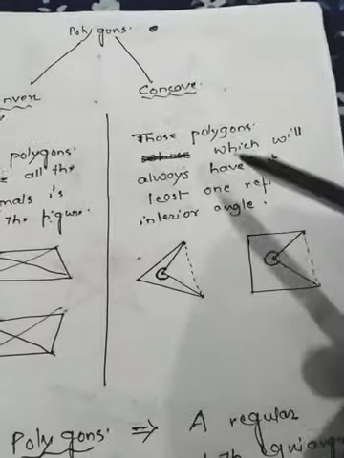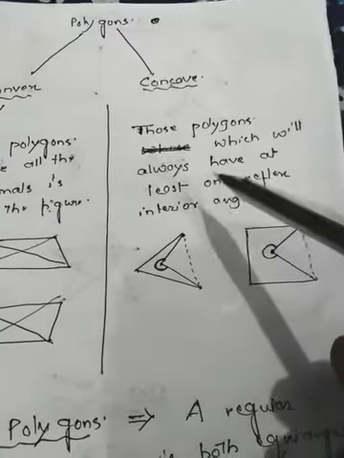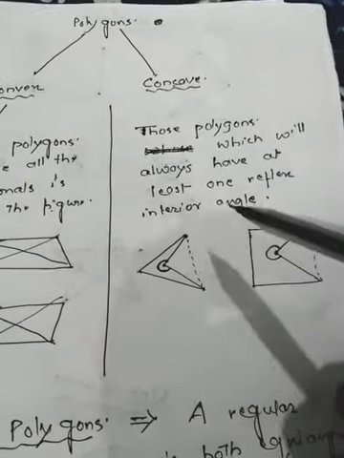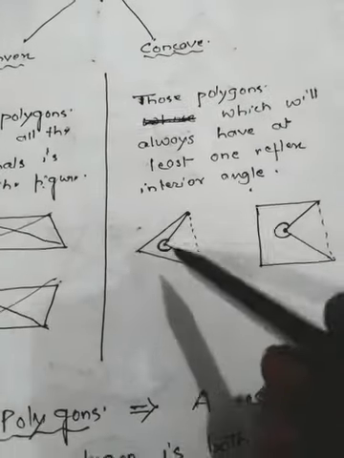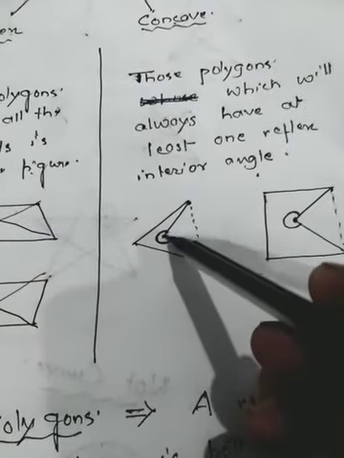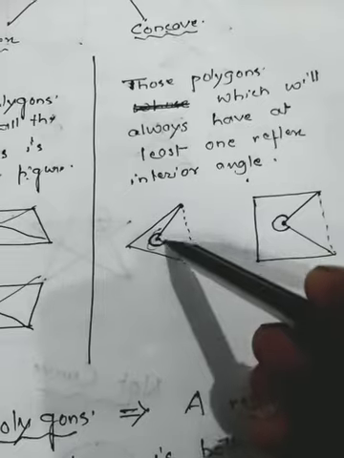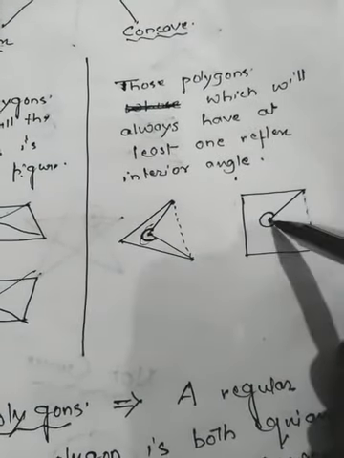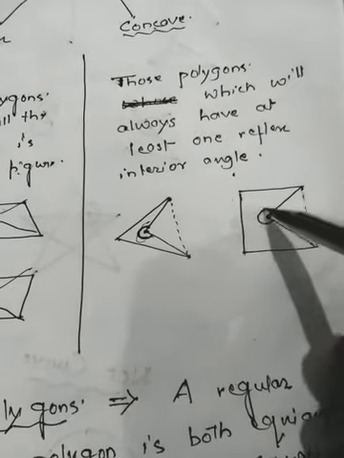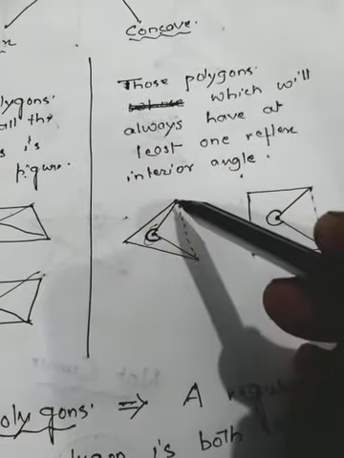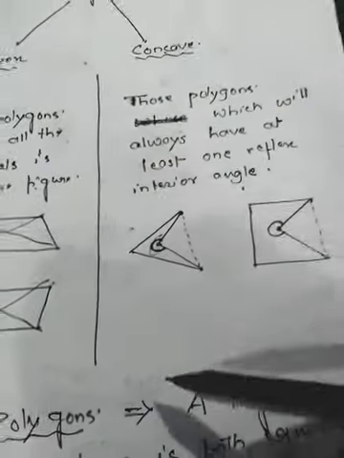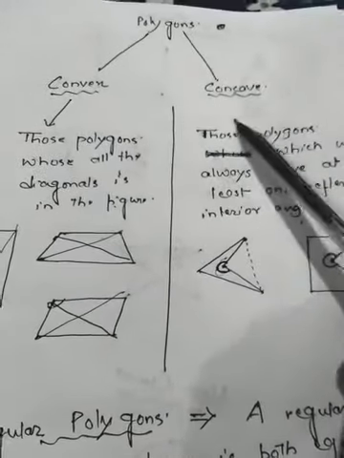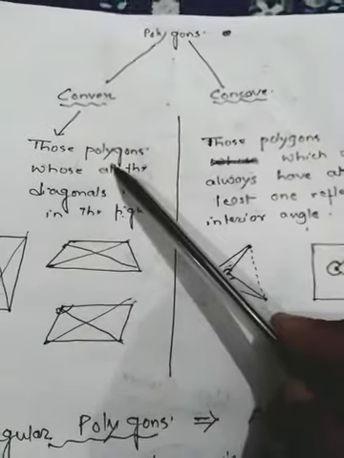But in a concave figure, it is those polygons which will have at least one reflex interior angle, and you will also find that the diagonals are outside the figure. You see, this is a figure, so this is an angle which is a reflex angle. If you consider this particular figure, this is also a reflex angle. And you see the diagonals are outside the figure, not inside. So this is how you can recognize a concave polygon and a convex polygon.